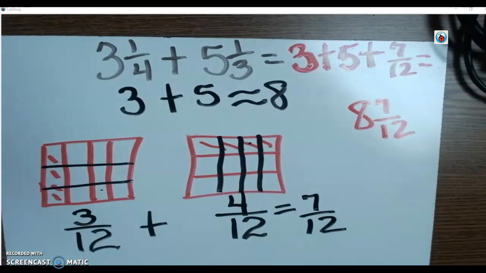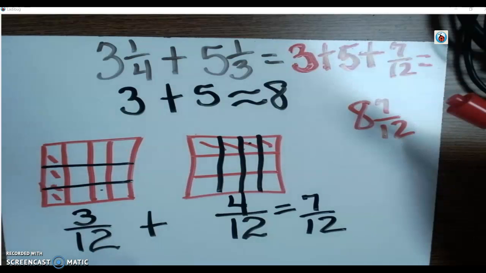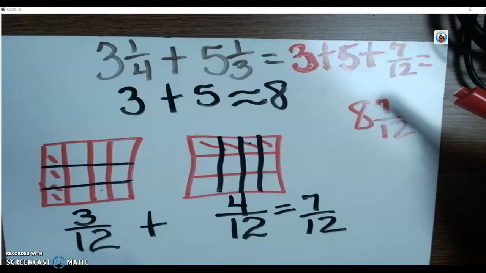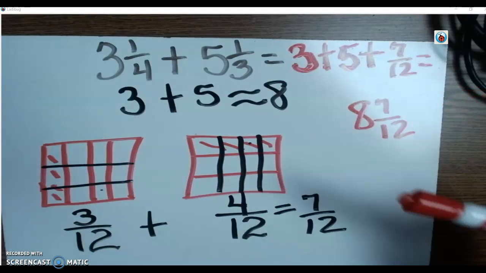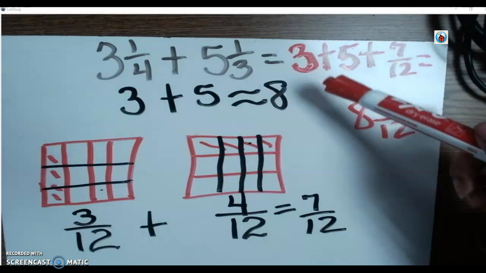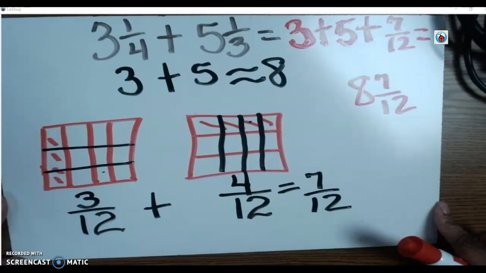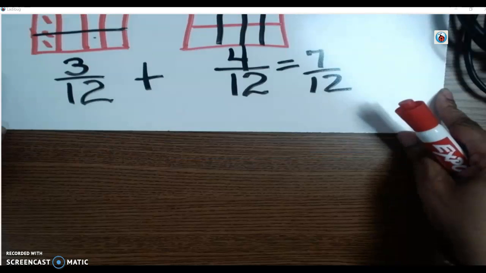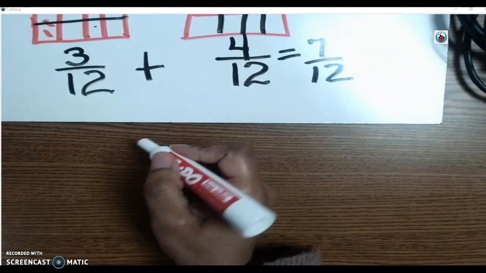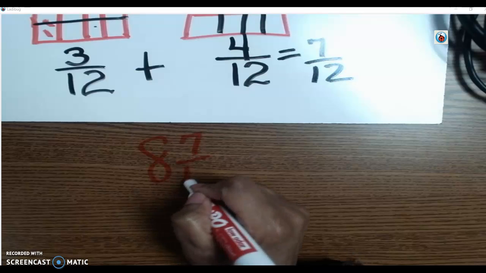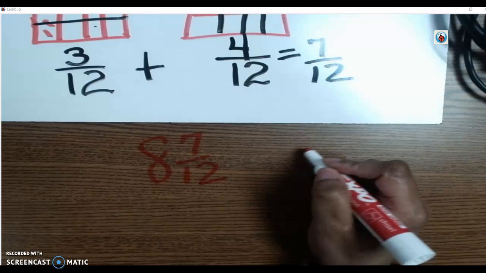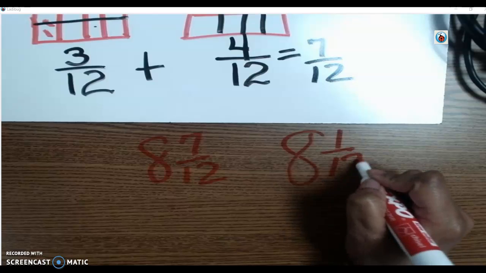All right. Now, we have 8 and 7 twelfths. We said it would be about 8, and we are close. The question then asks us, do we have enough? So we have 8 and 7 twelfths, and we need to know, is it close to 8 and 1/2?